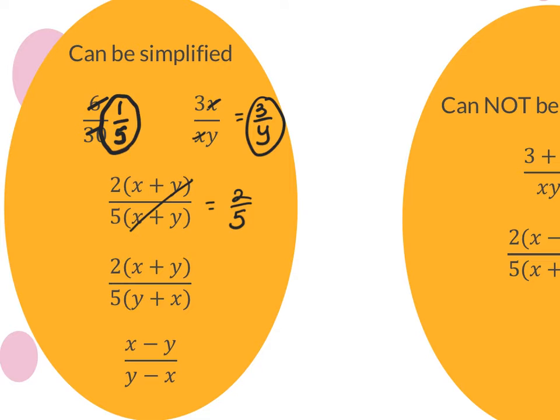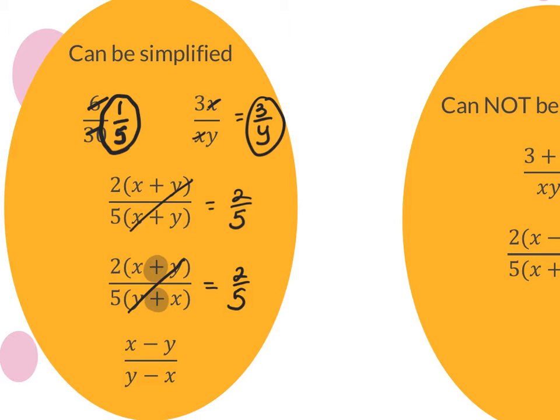If you look at the next one, I have 2x plus y and 5y plus x. If it's a plus in the middle, the order does not matter, right? 2 plus 3 is the same thing as 3 plus 2. So if it's a plus, the order doesn't matter. I can cross those out, and again, I would get 2 over 5.